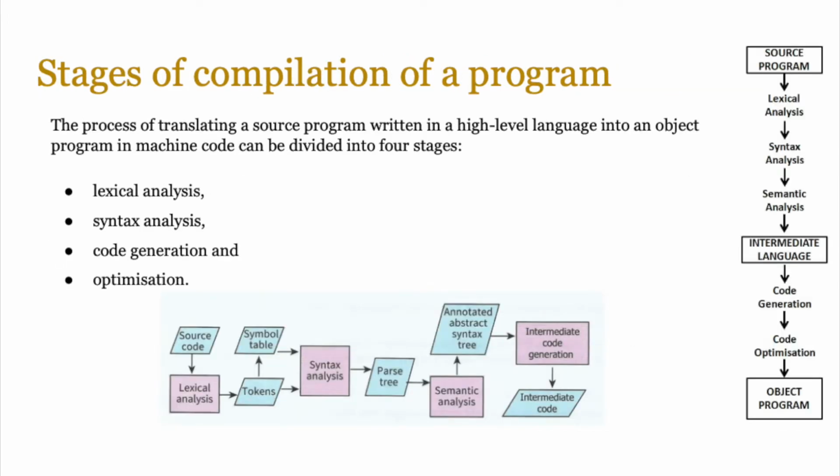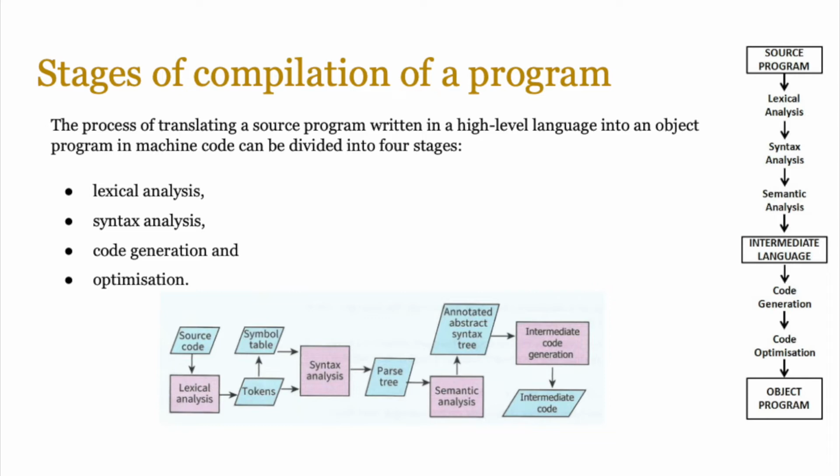A compiler works slightly differently, but it still uses a symbol table, and the process of translating a source program written in a high-level language like Python into object code can be divided into 4 stages. We go through lexical analysis, syntax analysis, we generate code, and we then optimize the code to make sure that it is efficient. So the diagram on the right-hand side probably will make more sense because it's linear.